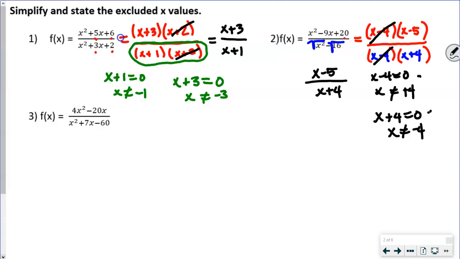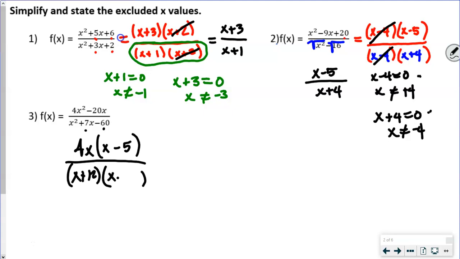All right, so now with number 3, we're going to factor out, and I'm going to do this one down under here. So we're going to factor out a 4x out of the numerator. That's going to give us x minus 5. And then our denominator, again, what are the factors of -60 that add up to be positive 7? So this is going to be x, and that's 12 and 5, right? So plus 12 and x minus 5. So notice again here we have a repeated factor. So this is going to be 4x over x plus 12.